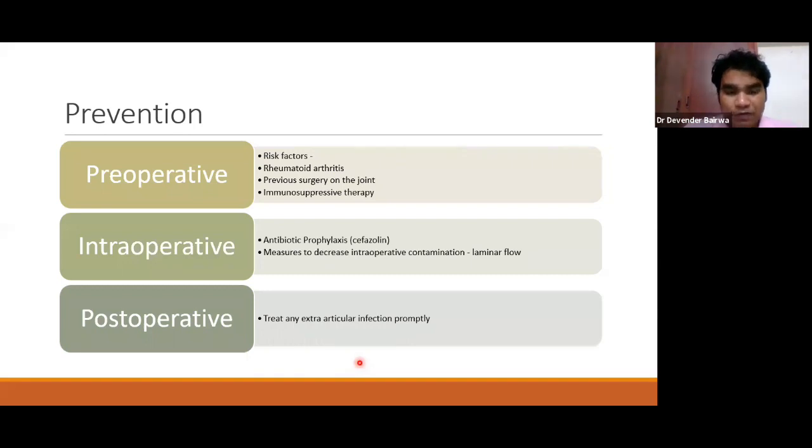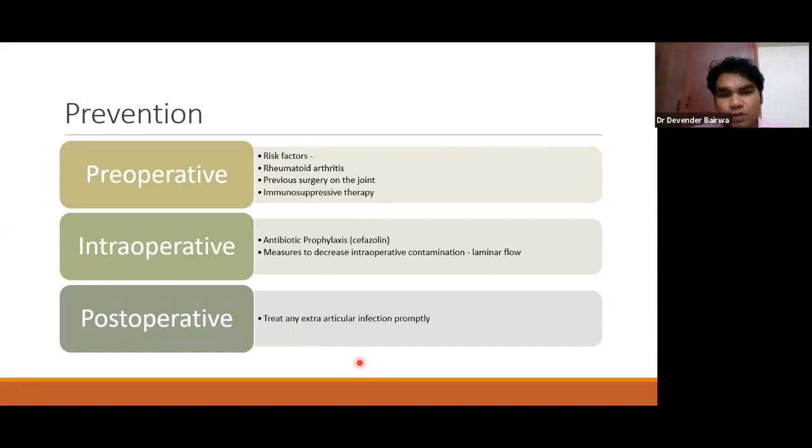It is best to prevent infection in a prosthetic joint than to treat it. So we can have preoperative, intraoperative, and postoperative interventions. In preoperative intervention, you have to look for the risk factors. Patients with RA are prone to infection. If previous surgery has been done on the same joint, they are prone to infection. Or if there is any ongoing inflammatory therapy, you have to look at how you can modify it, mostly steroids I'm talking about. So this is what you can do preoperatively.